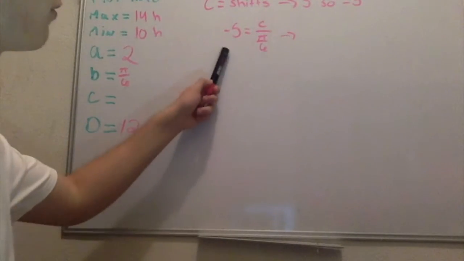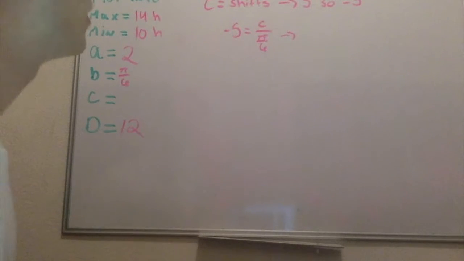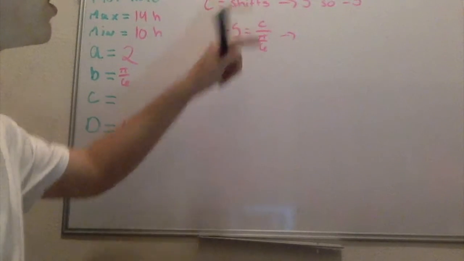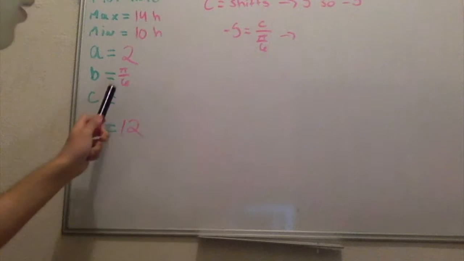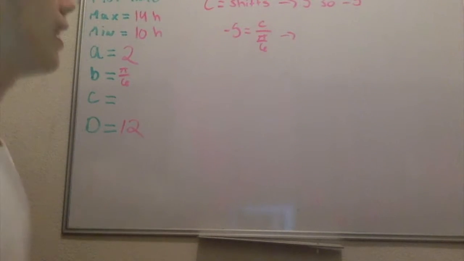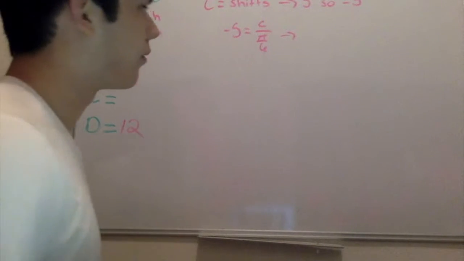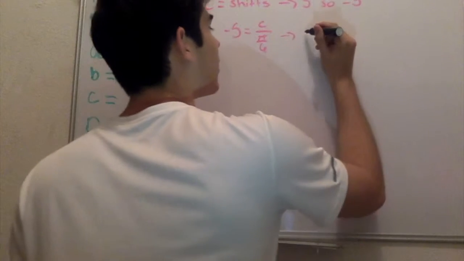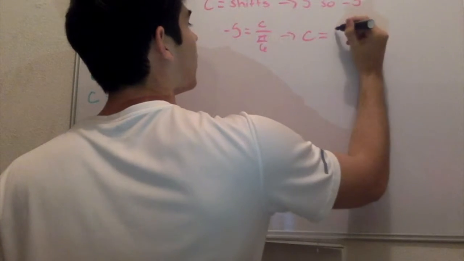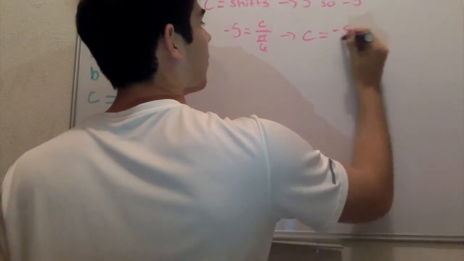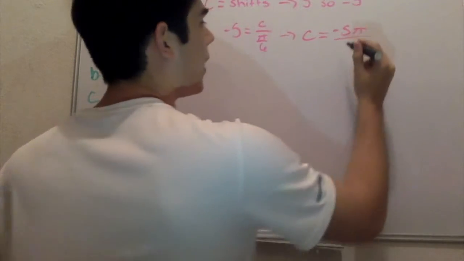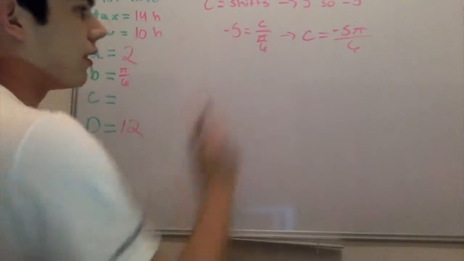So now we have the formula over here. Negative 5 equals C over pi over 6, that is our letter B. Now we will isolate for letter C. This giving us C equals negative 5 pi over 6. So this is our letter C.